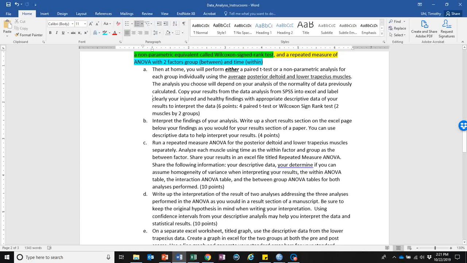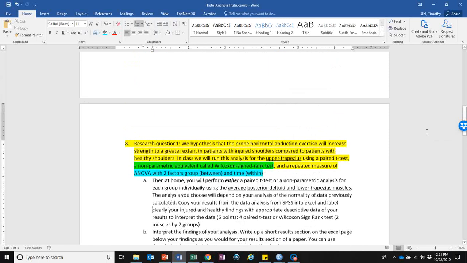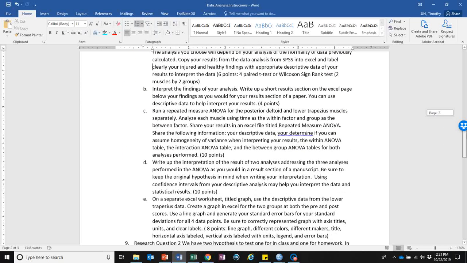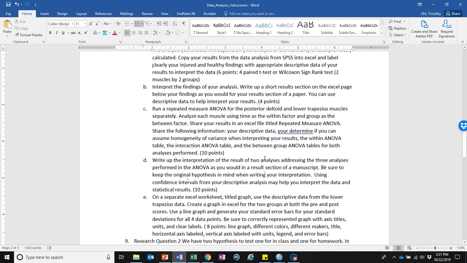Be sure to keep the original hypothesis in your mind, right? So as you go back to this, you can look and say, we hypothesized that this would occur, and we reject that hypothesis based on what we found, that there wasn't a significant difference based on a 0.05 value. So all of that information is going to be put in to your interpretation. And then what I'd like you to do is to create a graph in Excel for your two groups at both pre and post scores. You can use a line graph that would complement what you saw in SPSS.